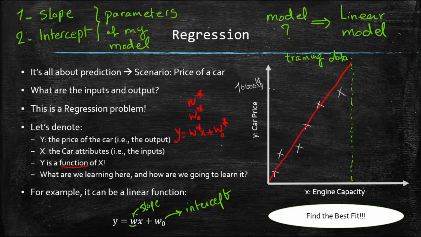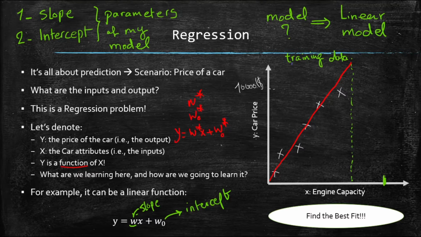Now, imagine that the training is done, and say we sold this machine learning algorithm to a company or a customer or whoever. And then, let's say the customer comes up with a car with a certain engine capacity that our model has never seen before in the training data. Say an engine capacity of this much on this side of the graph.